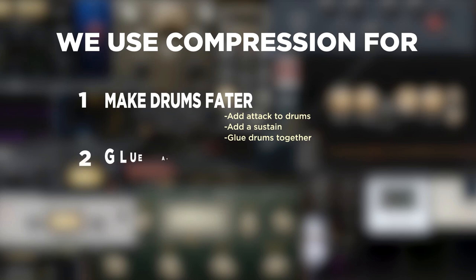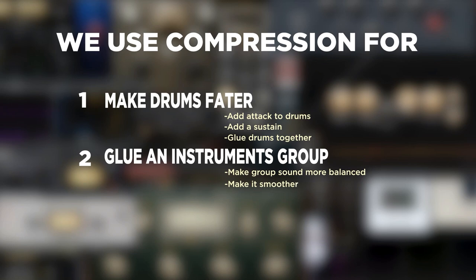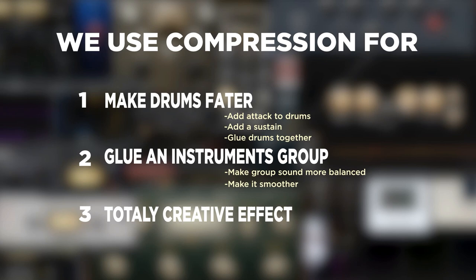Second, we use compression on a group of instruments. We use multiband compression to make it smoother and to make them sound more balanced. Third, we use compressors to get different creative effects, to pull the dirt out of old samples, to put it on the reverb tail, or just to use different compressors' characteristics to get a certain color on certain sounds.